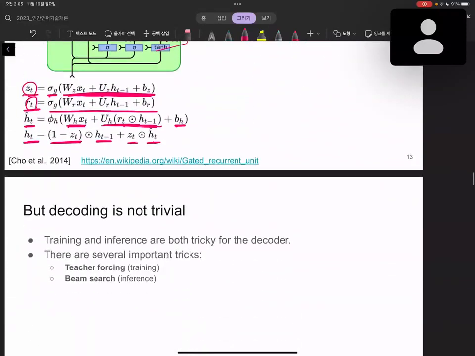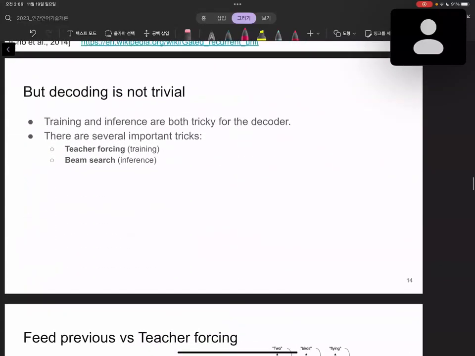Okay. But decoding is still not trivial because training and inference are both tricky for the decoder. And there are several important tricks: teacher forcing for training and beam search for inference.